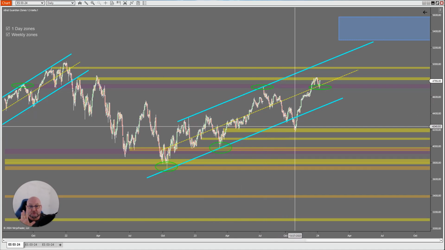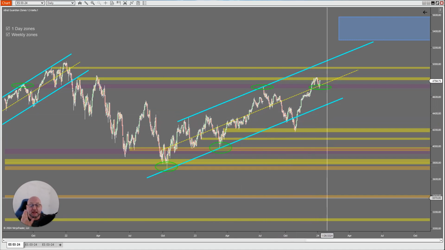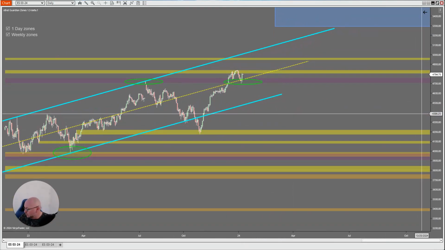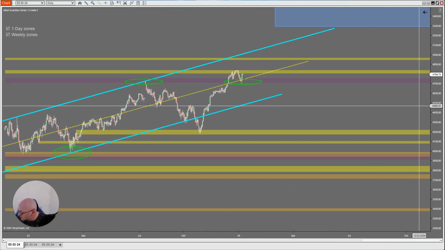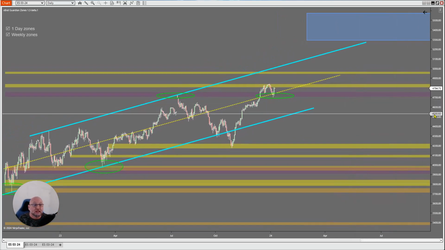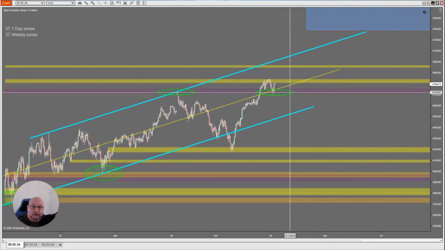We came back down to test. We're back up there now, and this is really, really important. So right now we are, what date is it today? We are Tuesday the 9th of January. On the 11th we've got CPI data.